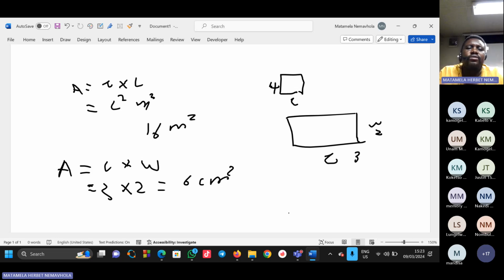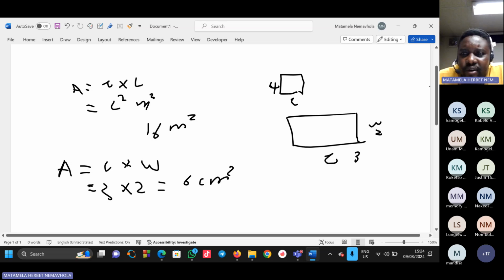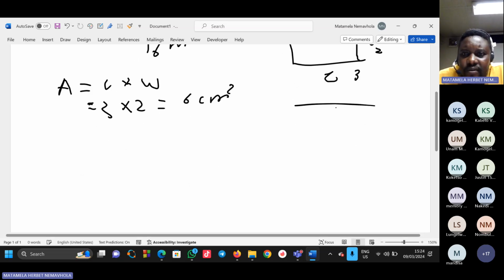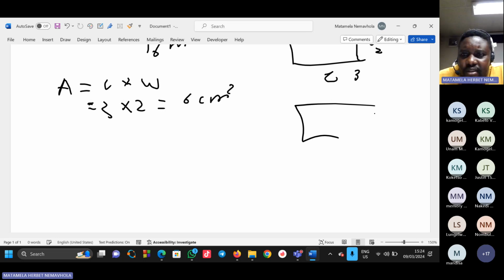The only problem that we're going to solve is conversion. Sometimes they will give you a question, either in your exam or your assignment, asking you to calculate the area of a rectangle. They tell you that this is 5 centimeters. Then here they write that it is 2 millimeters.